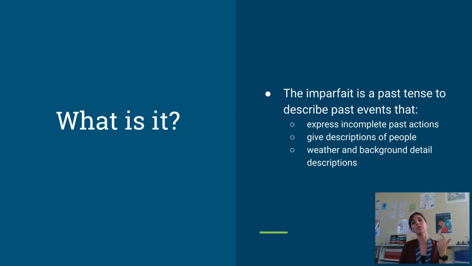It's also used to give descriptions of people. So if we're saying she was wearing a purple dress, elle portait une robe violette. And it's also going to give weather and background detail descriptions for our stories. So if it was very windy outside, il faisait venteux. So it was really windy, that's giving that background detail in the description.